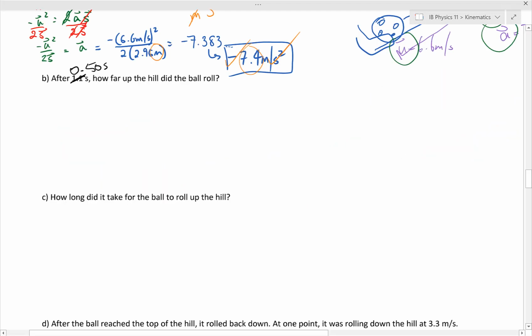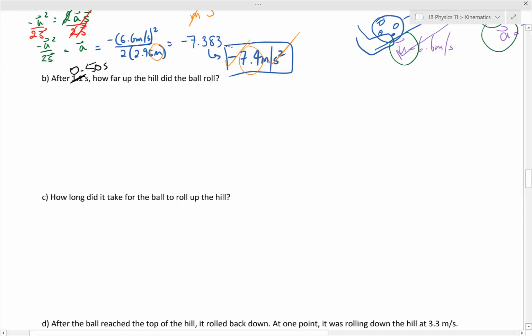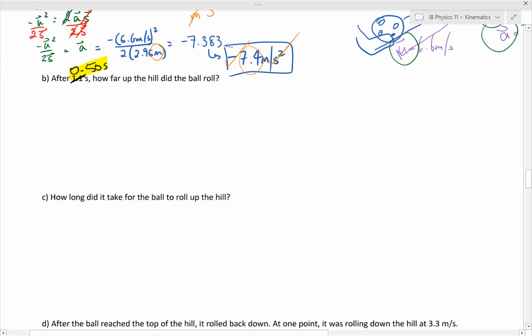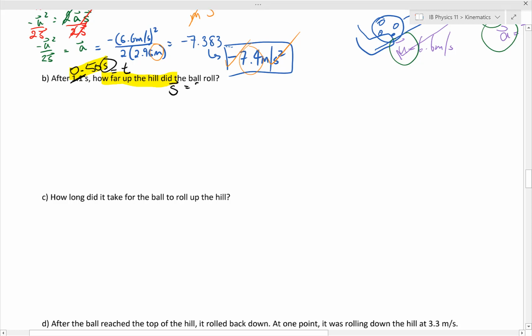Question B. Now, we might be dealing with a different scenario, but let's read. After 0.5 seconds, okay. So what does that mean? Does it mean the ball doesn't reach the top of the hill, or does it reach the top of the hill? Regardless, this is telling us the time because it's in seconds. The question is asking us how far up the hill the ball rolled. So we don't know whether or not it's reached the peak, but we do know this is asking for the displacement.